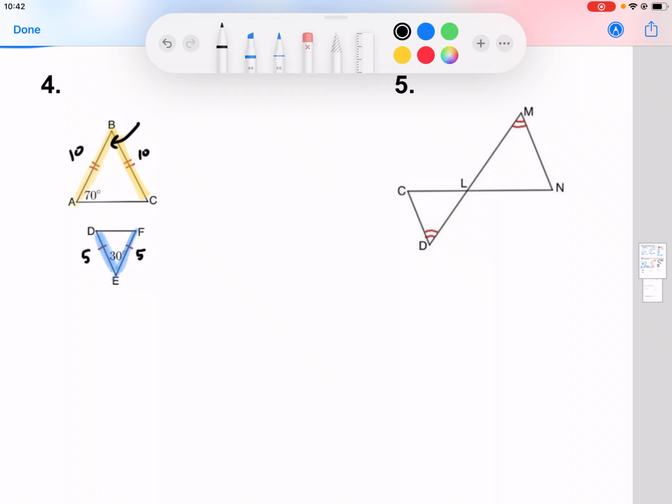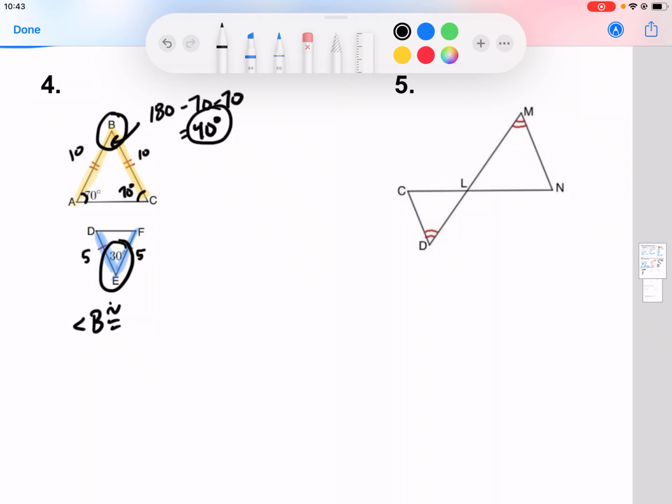Now this is an isosceles triangle, so that tells me these two angles have to be the same. And I know it's isosceles because the two sides are the same. And then I find that last angle by taking 180 and subtracting 70 twice, which gives me 40 degrees. Now since these angles are not equal, so angle B is not congruent to angle E, then we'd say this is not similar.